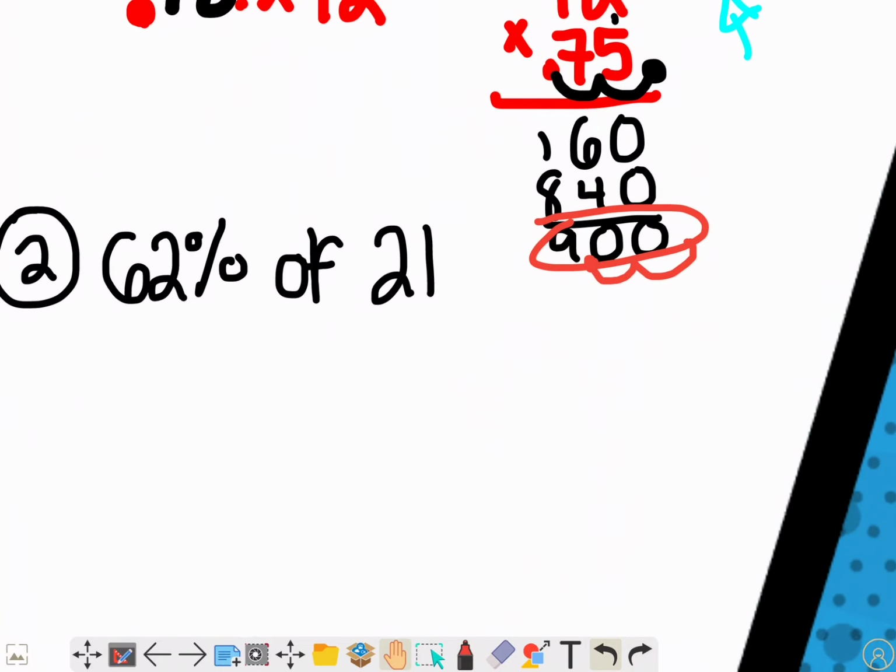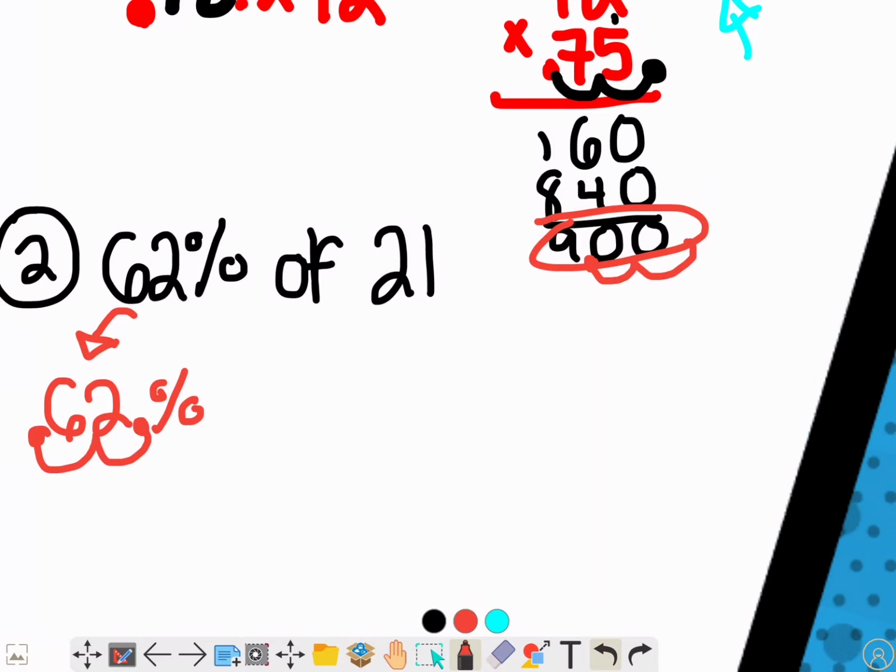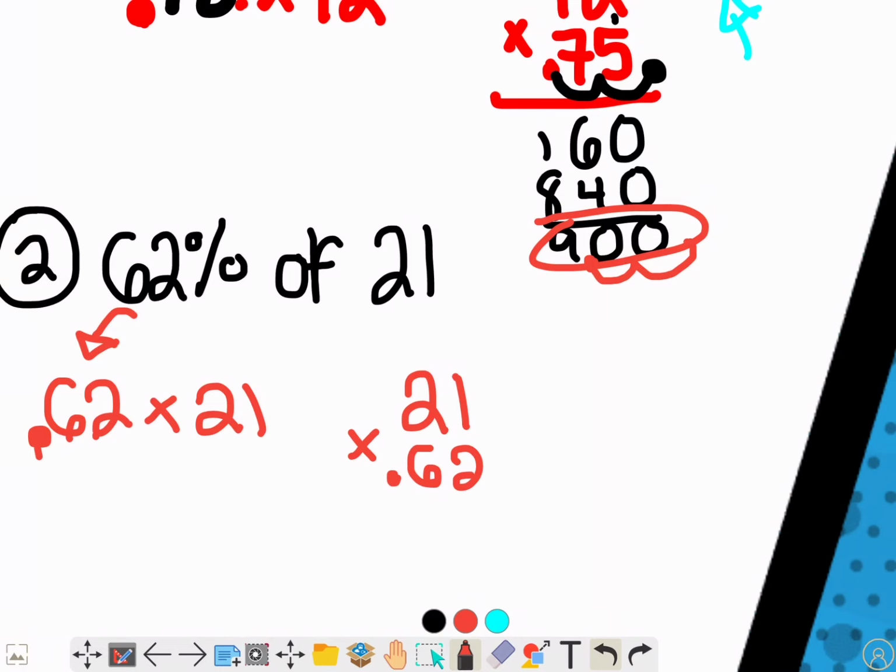Let's take the next problem, 62% of 21. Well, step 1 is change this to a decimal. So instead of 62%, I need to take this decimal that's kind of non-existent right now and jump it back. So instead of 62%, what I really have is 62 hundredths, and I'm going to multiply my 62 hundredths by 21. So I set up the problem. I usually put the whole number up top. That's just me. 21 times 0.62.